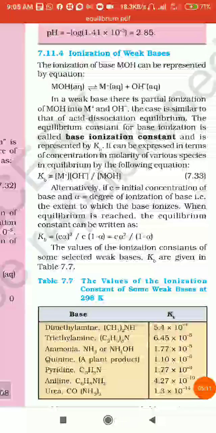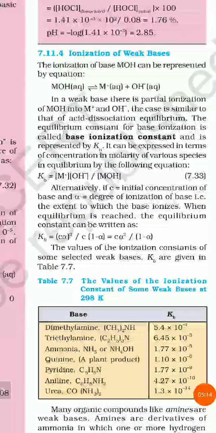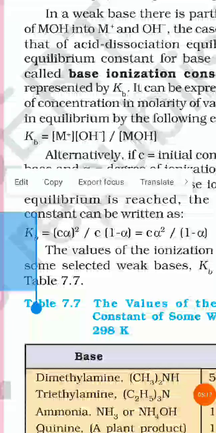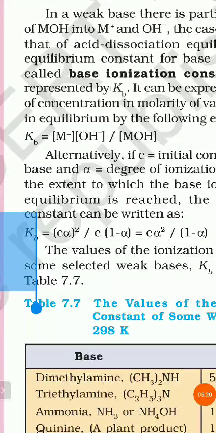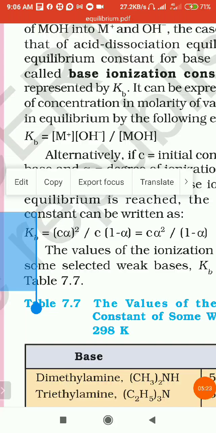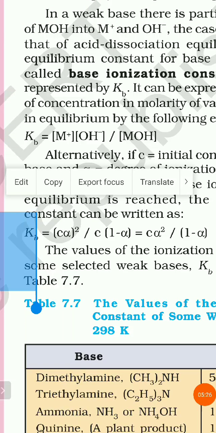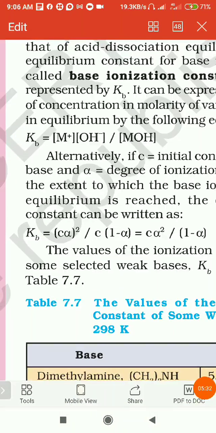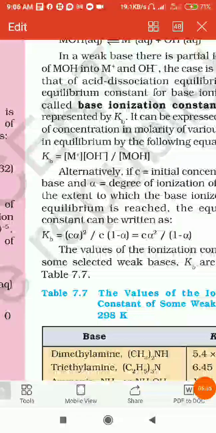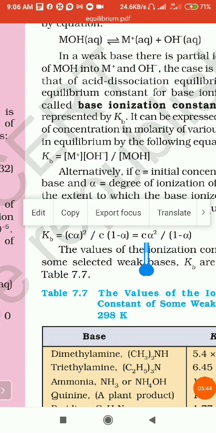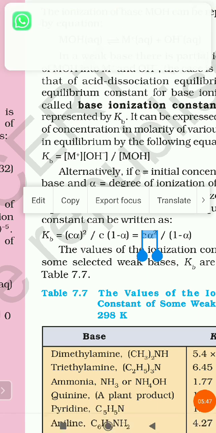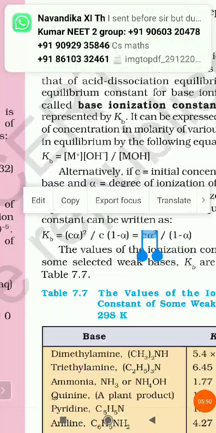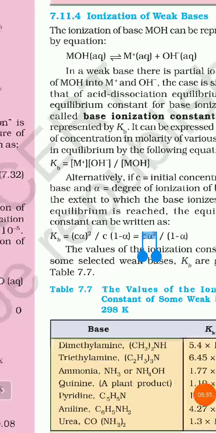For an acid or base, we can calculate using this formula: Kb, the equilibrium constant for a base, is equal to C alpha square by C into 1 minus alpha. This is the dissociation constant formula for an acid or base. The final answer is C alpha square by 1 minus alpha.